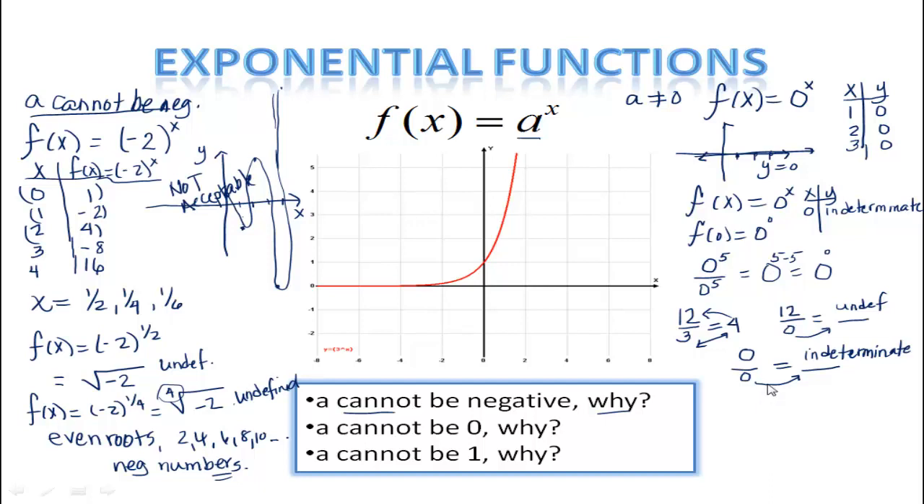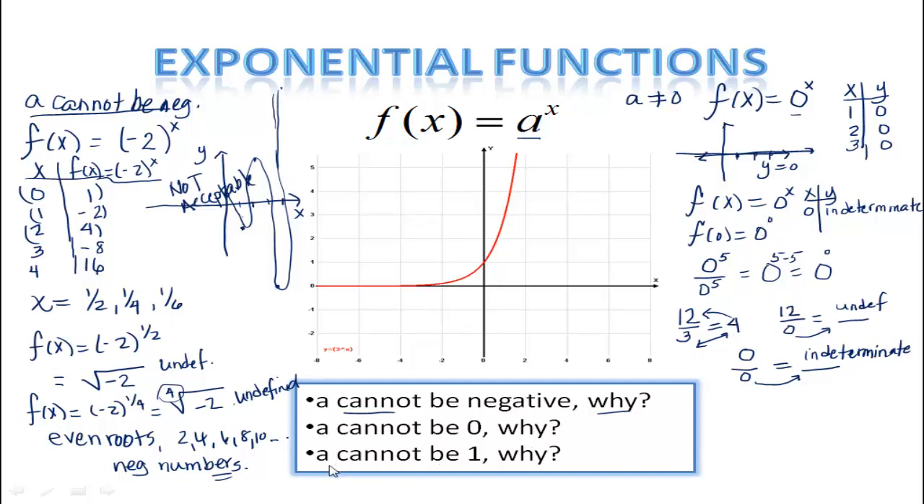So 2 problems when you have a equal to 0. One of them is when x is any number other than 0, you'll get a constant function. So it's not an exponential function anymore. And the other problem is when x is 0, that this is an indeterminate value, okay? We don't know what that will be.